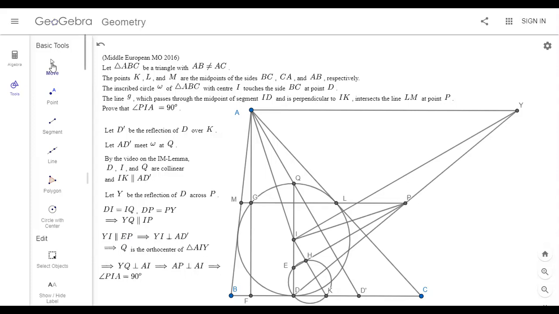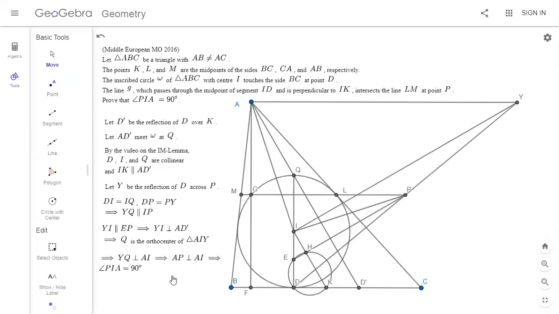Yeah, it's a lot of reflecting stuff when there's an arbitrary midpoint. So yeah, very nice solution. So yeah, thanks for that, Hakan.